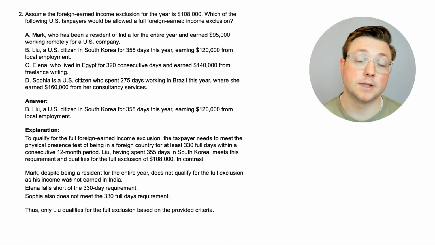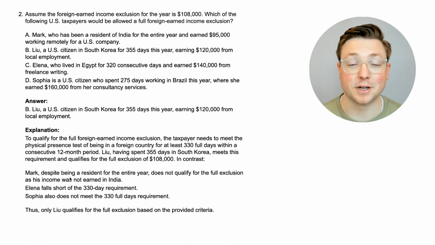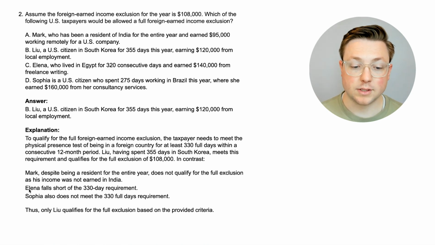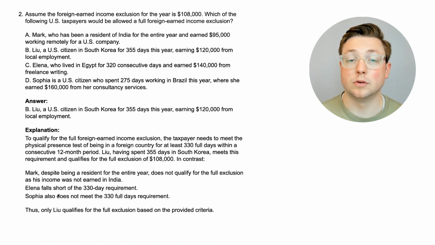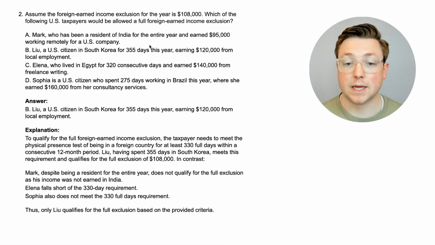But to avoid double taxation, because they're going to be taxed in the foreign country as well, that is where this exclusion comes in. And it looks like Elena and Sophia also did not qualify because they were underneath the 330-day requirement. Now, they would have qualified for a similar prorated exclusion like we saw above, but this question was asking specifically the full foreign earned income exclusion.